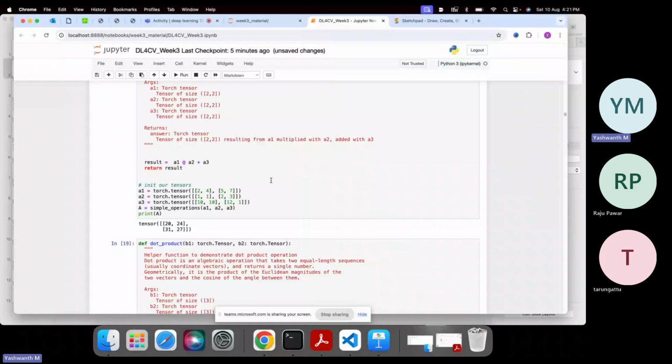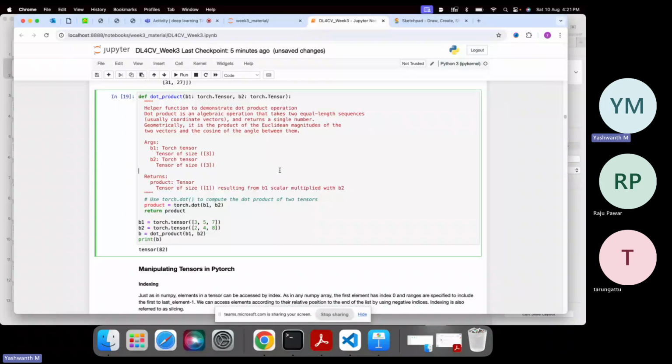And how do we do dot product? So basically, dot product is very simple. It's just torch dot of B1, B2. It just computes the dot product of these two tensors. Dot product is nothing but this element-wise multiplication and then adding it, right?